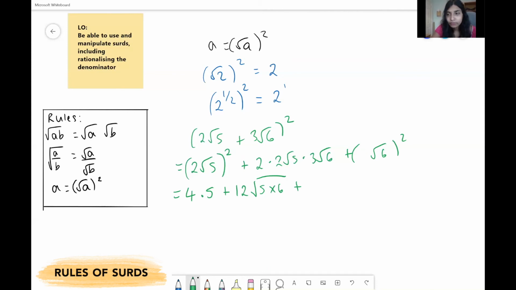Sorry, this should be 3. I was a step ahead of myself. So then you do 3 squared, so that's just 9, and then root 6 squared, so that's times 6. And then this would all simplify to 20 plus 12 root 30 plus 54, which is equal to 74 plus 12 root 30.